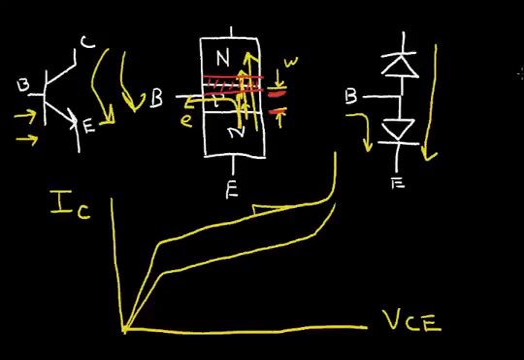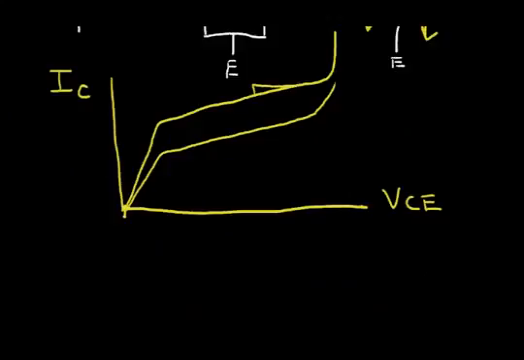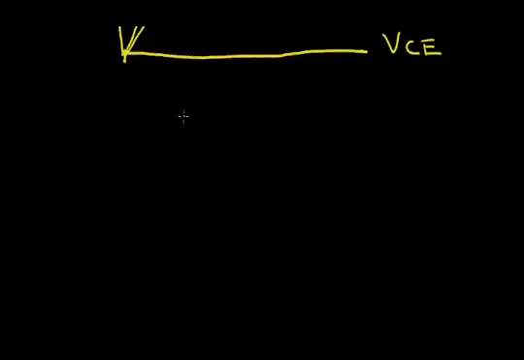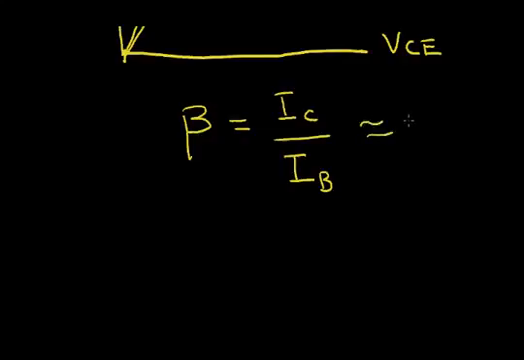So there's an important parameter for this NPN transistor, and that's called beta. And beta is defined as the collector current divided by the base current. So it's a measure of the current gain that the transistor can produce. And a typical value could be 100 or so.